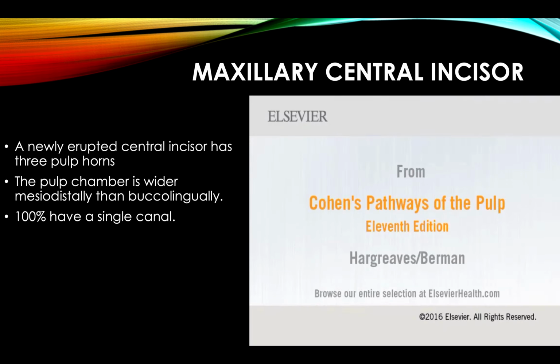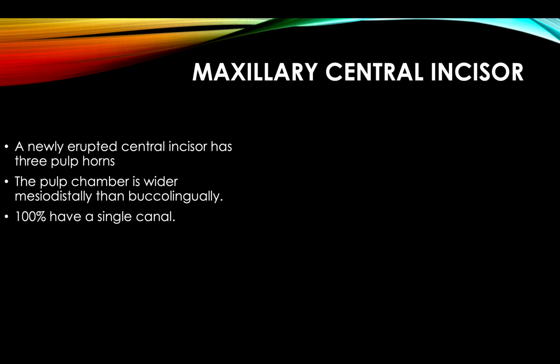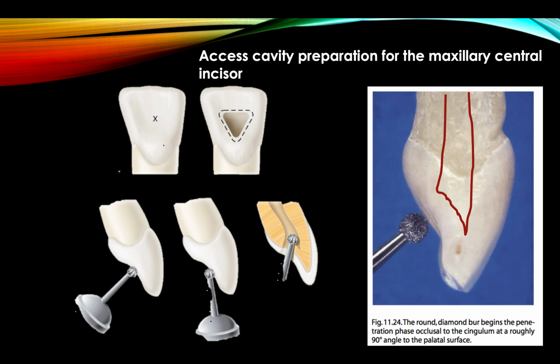In 100% of the cases, or in almost all of the cases, you will only have one root canal in the maxillary central incisor. When you plan to do an access cavity preparation or a root canal treatment on this tooth, the best point to start with is located in the middle of the palatal surface of this tooth, just above the cingulum. The cingulum of this tooth is the strength point of it, so we aim not to destroy it during our access cavity preparation.